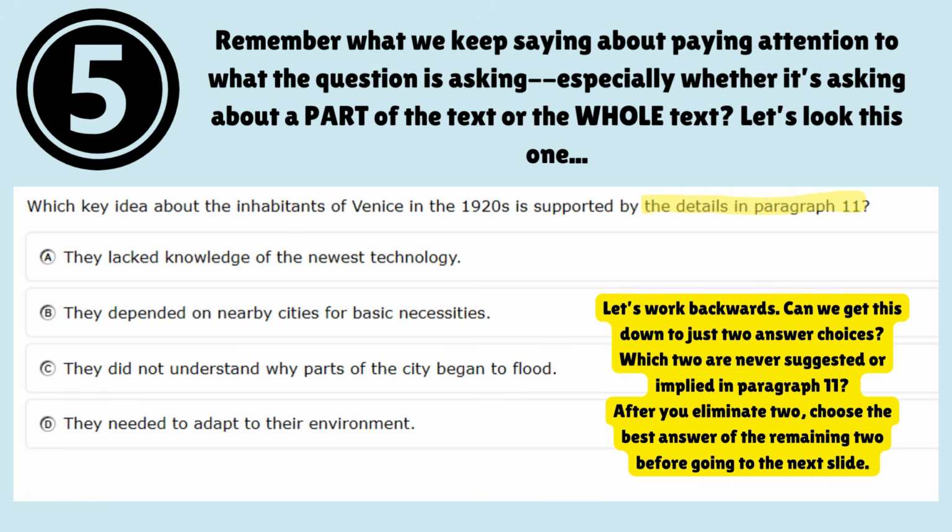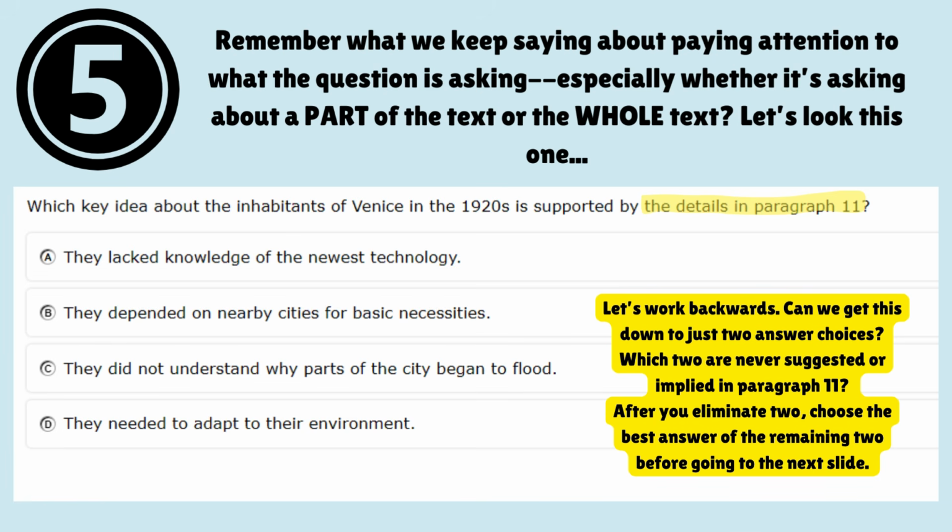And we'll read through these answer choices. You might have to pause this, scroll back to the text, and reread paragraph 11, and then scroll back to this part of the video to find the right answer. A, they lacked knowledge of the newest technology. B, they depended on nearby cities for basic necessities. C, they did not understand why parts of the city began to flood. D, they needed to adapt to their environment.